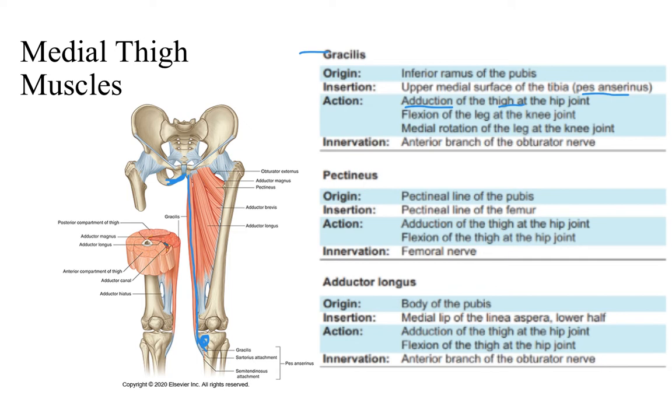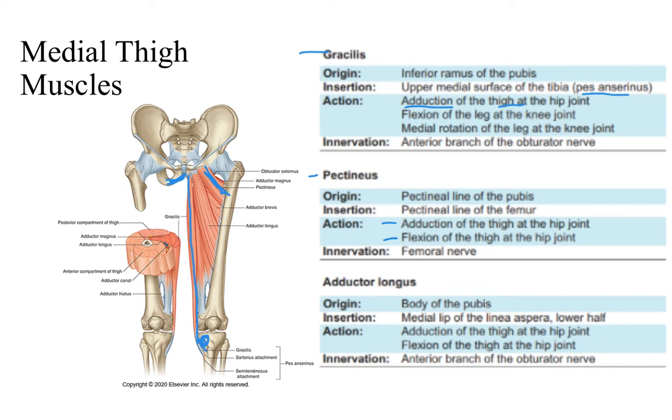So I lied. We're not going to completely go from medial to lateral. The next muscle you see here is the pectineus. The pectineus is this small muscle right here that's going from the pubis to the medial aspect of the femur. And of course, it performs adduction of the thigh at the hip joint, which is its major action, but then it can also provide some flexion of the thigh at the hip joint. So the adductor muscles, when they flex the thigh at the hip joint, would be accessory muscles to what you would see with the muscles of the anterior compartment of the thigh.